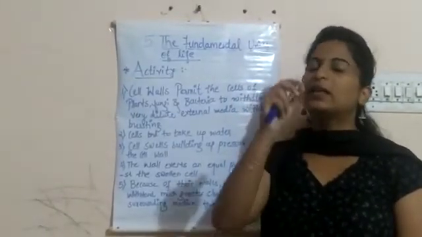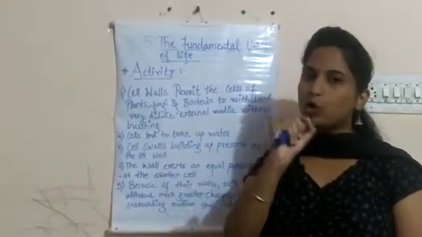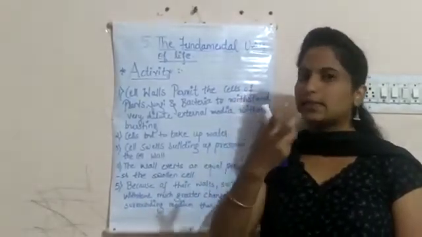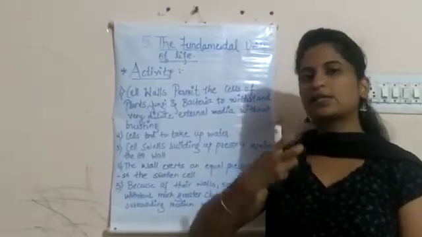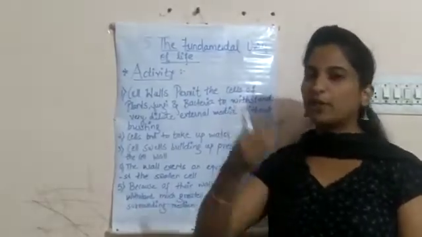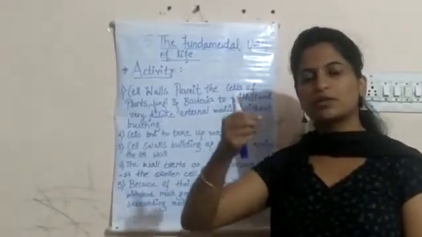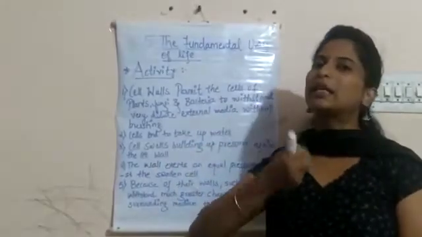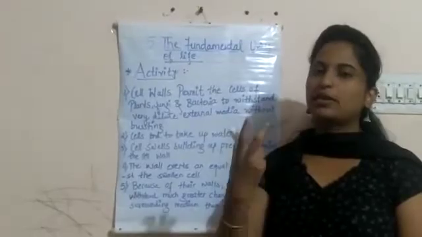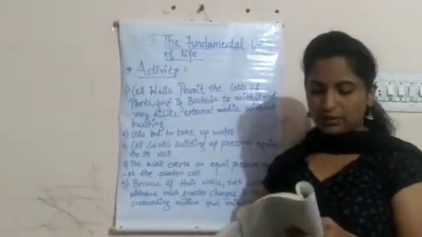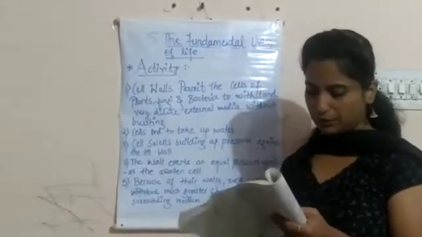So when the leaf is put in pure water, it takes in the water and gets swollen. But when we put the same leaf in sugar solution or concentrated salt solution, it loses water, and thus the cell shrinks. So let us see what happens further.